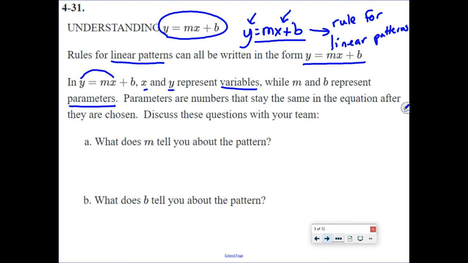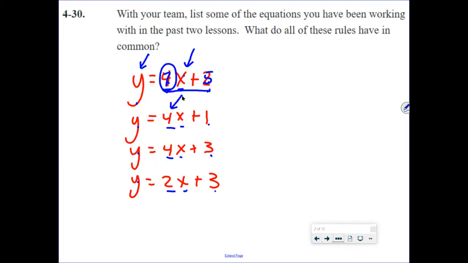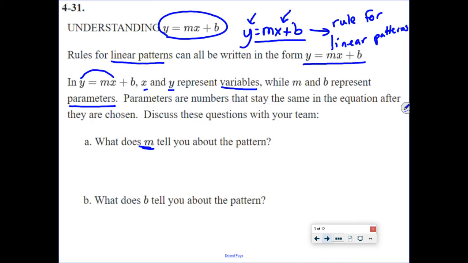However, here's the key thing. What does m tell you about the pattern? m is this first number. Do you remember what this number told us about every pattern? Please write this down. m equals the growth. It is how much you're adding every time. How much is it growing by every time? That is your m. m is referring to growth.